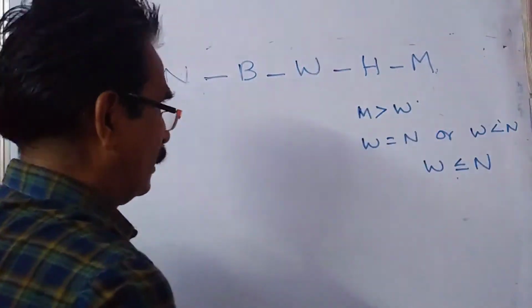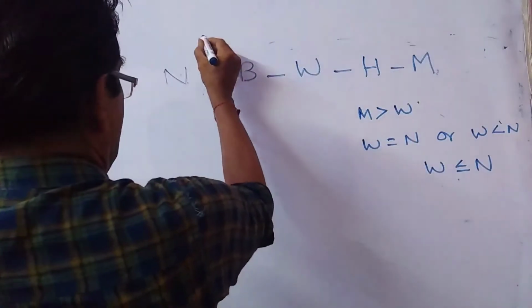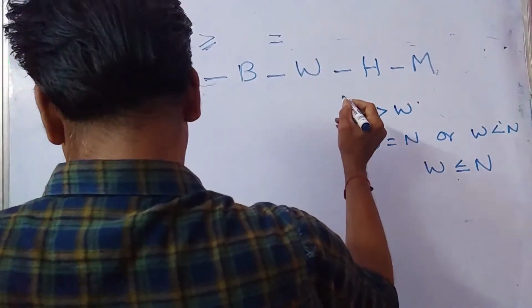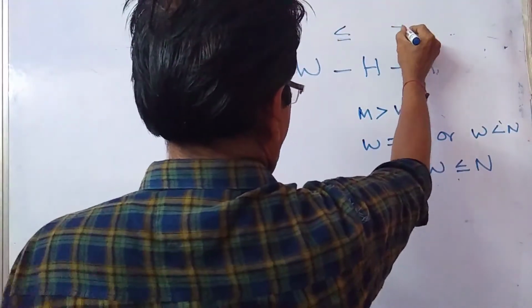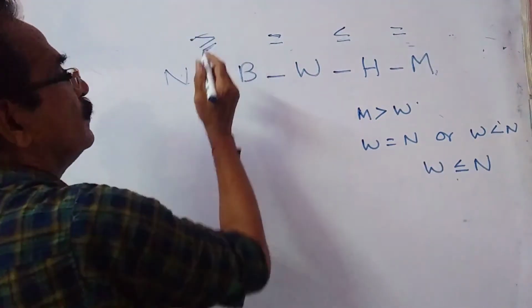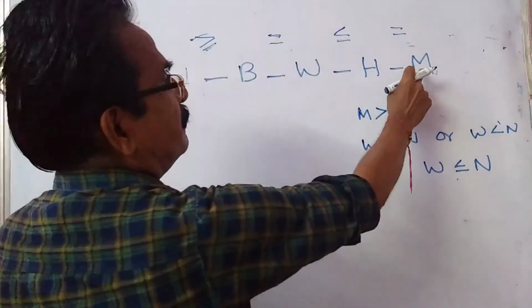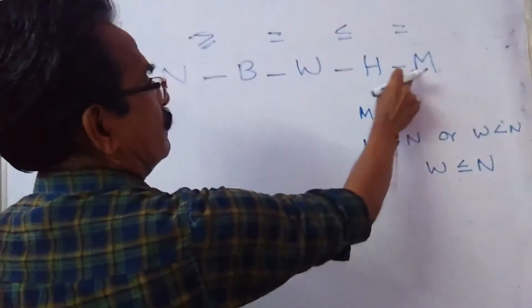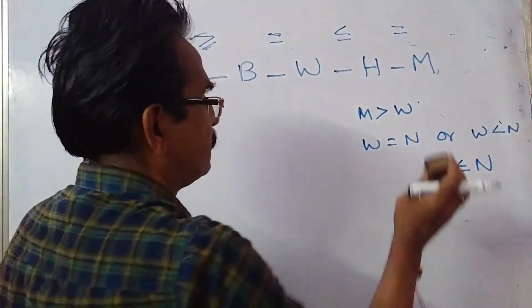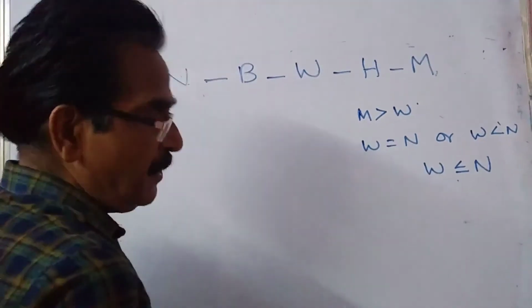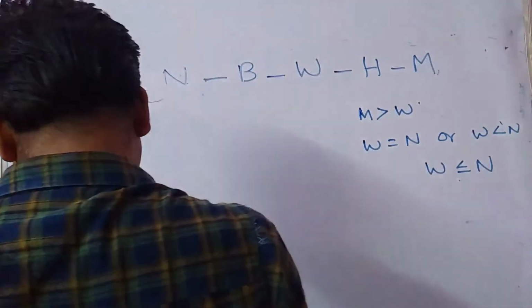Let us see the fourth option. Greater than or equal to, less than or equal to. M, same thing, same problem. M greater than or equal to W. We want M greater than W. So fourth option is also incorrect. Now let us see. Probably the fifth option must be correct.